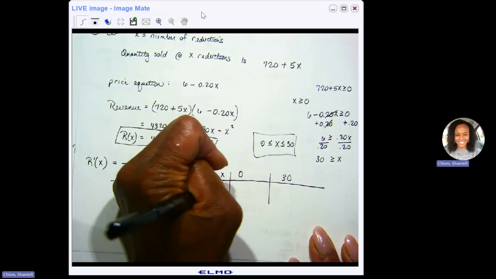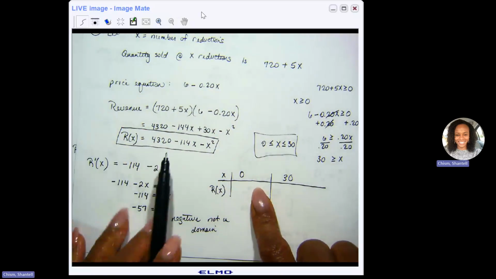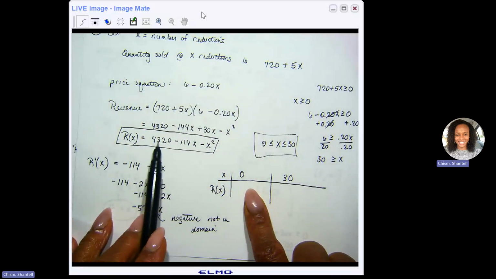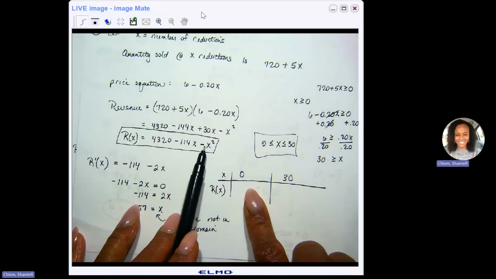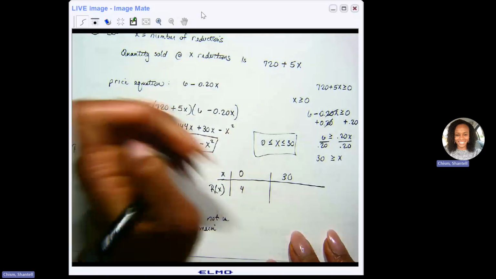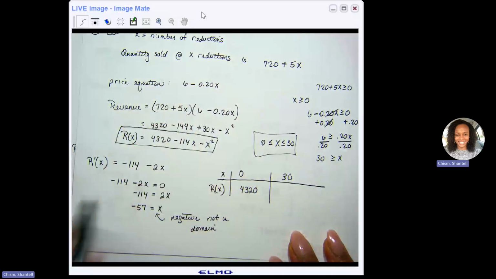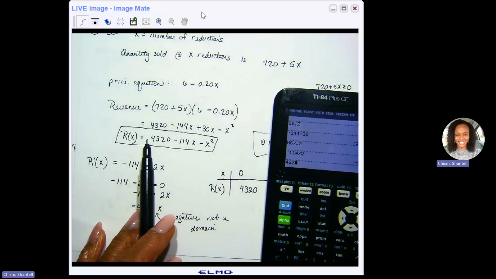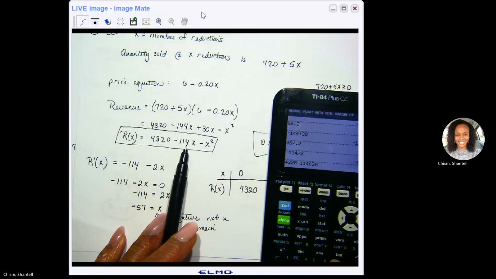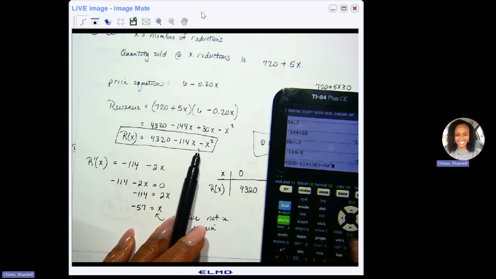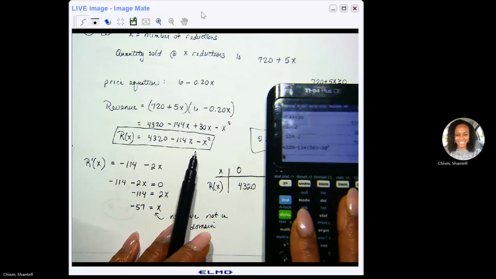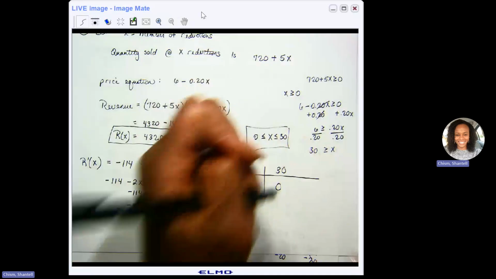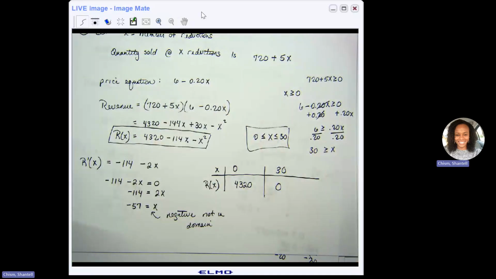So our revenue function evaluated at 0 gives us 4320, because that becomes 0, that becomes 0. So at 0, our revenue function is 4320. At X equals 30, we have 4320 minus 114 times 30 minus 30 squared. And we get 0 there. So the maximum revenue occurs at X equals 0.